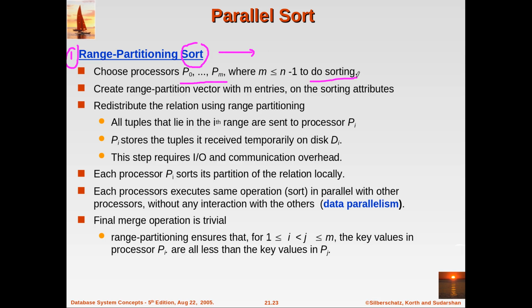So there are three processes, P0, P1, P2, and we also have some disks available. Now we need to sort the elements present in a particular database table. Assume this is the table to be sorted. Every time we do sorting, there will be a sorting attribute. For example, if you want to sort a student table by roll number, the roll number is considered the sorting attribute.